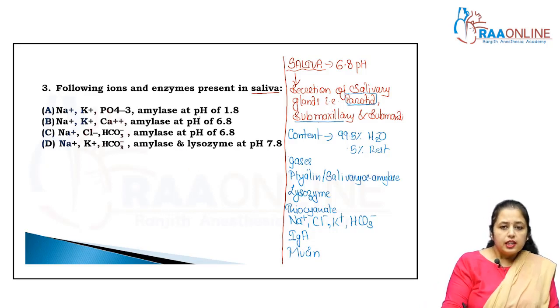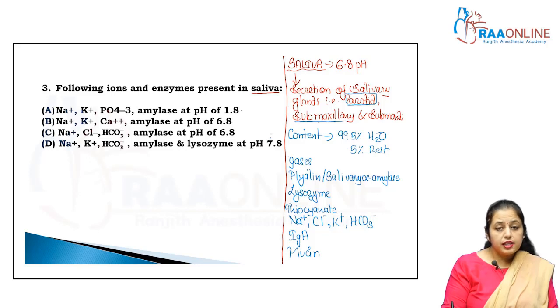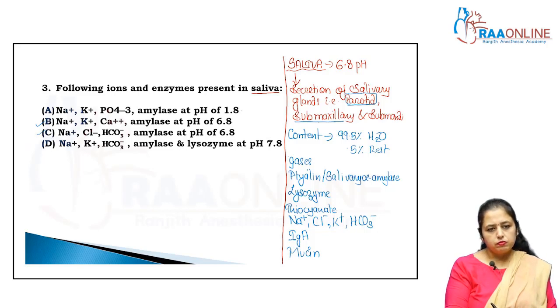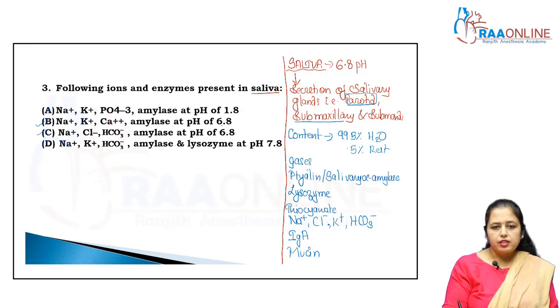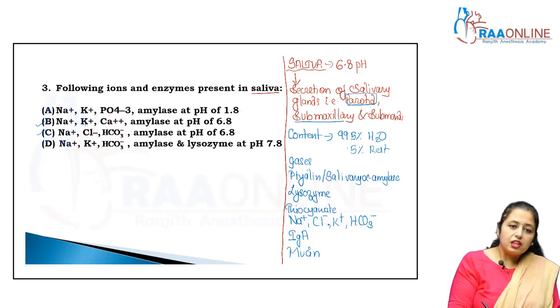So now what? The pH is 6.8, right? Here 1.8, that is the gastric juice pH, and that is 7.8, right? That is the intestinal juice pH. So both options are cancelled. Now the answer is only between B and C, right? Now what? That is 6.8 pH, right? But now the sodium, potassium, calcium amylase at pH of 6.8 and sodium chloride bicarbonate amylase at pH of 6.8, right? So the most appropriate answer is the C, right? The most appropriate answer is the C.